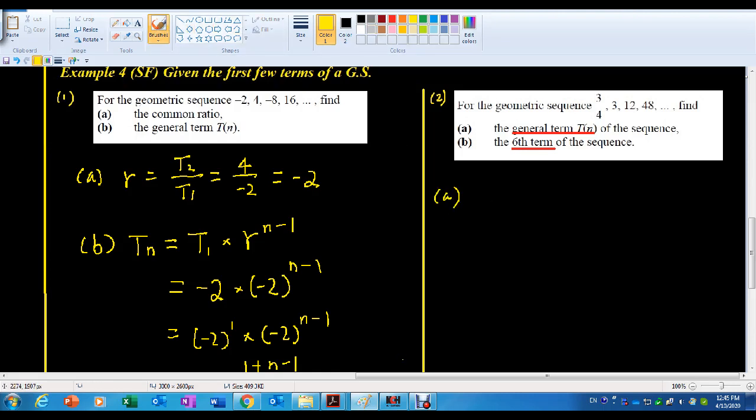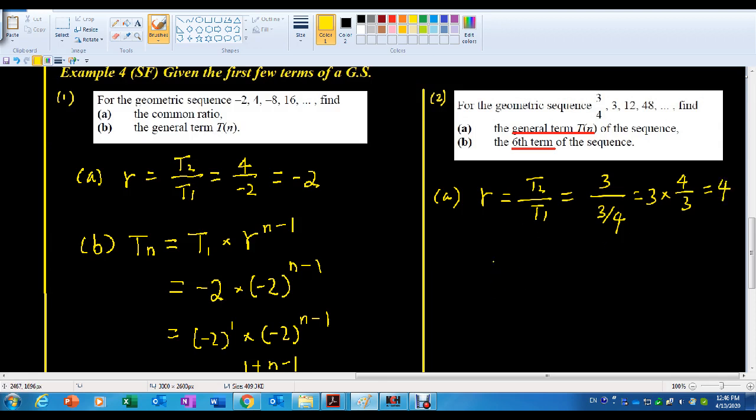Okay, let's check the answer. For A, how could we find the general term of the sequence? You need to have T1 and also the common ratio. Obviously, T1 is 3 over 4. How about the common ratio? You can use T2 over T1. That's 3 times 4 over 3, which becomes 4, right? So that's the common ratio.